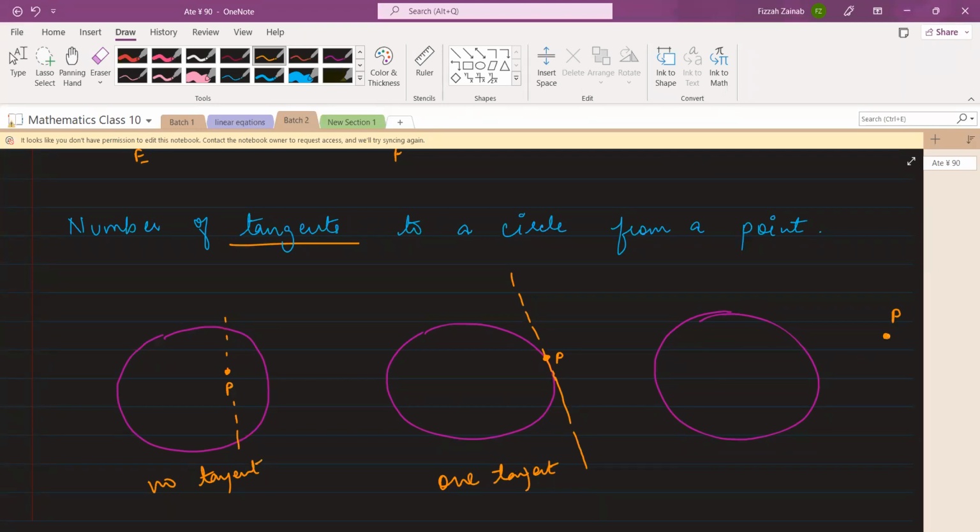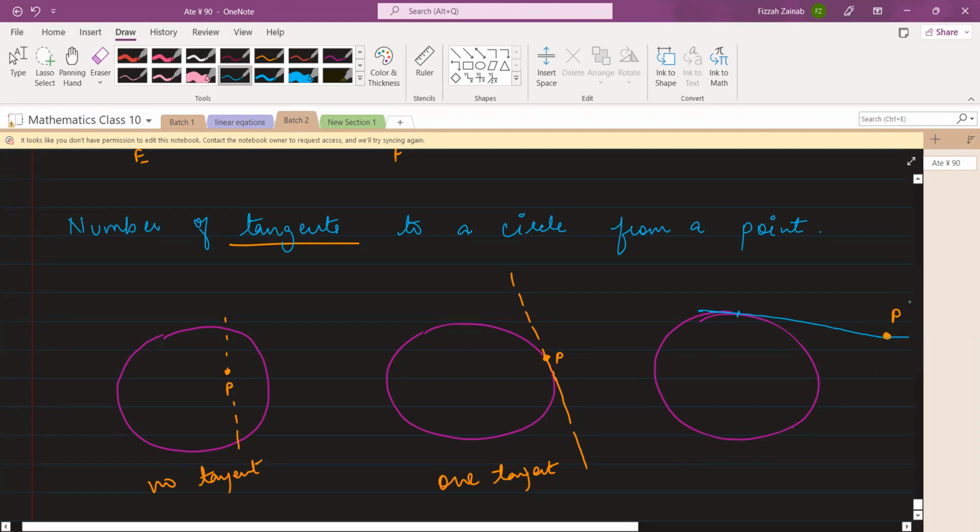So one tangent can be drawn if the point lies on the circle. If the point is outside, how many tangents can I draw from this point? I can draw two tangents. If I draw a line like this, which passes through the point and touches the circle at this point, then another line I can draw like this. So this is another tangent. For a point outside the circle, two tangents can be drawn. Is there any other possibility?